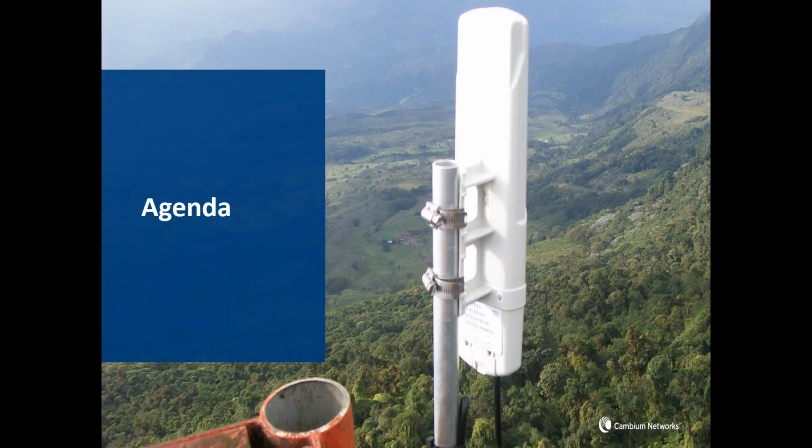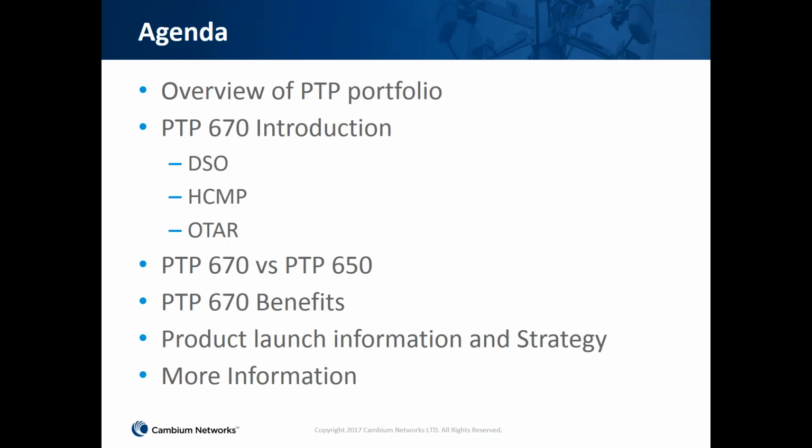The agenda for today is, firstly, a quick overview of the point-to-point portfolio. Next, we're going to introduce some of the features of the PTP 670, and then go a little bit deeper into three of them: one is the DSO, one is the HCMP, and one is the OTAR, the over-the-air keying. HCMP and OTAR are specific to the 670, but DSO also comes from the legacy heritage of the 650. We'll go into that a little bit later.